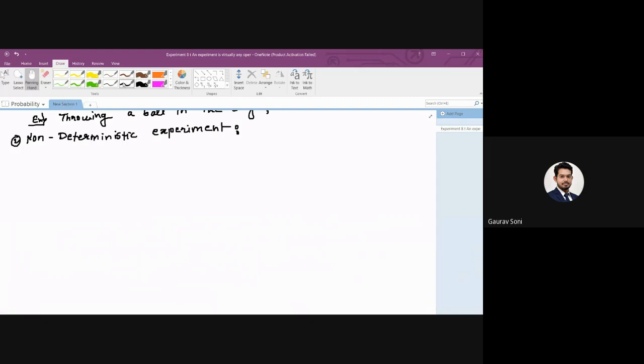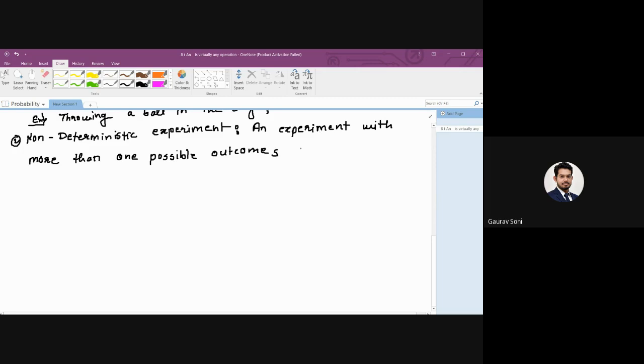An experiment with more than one possible outcome, and the result of the experiment cannot be predicted.